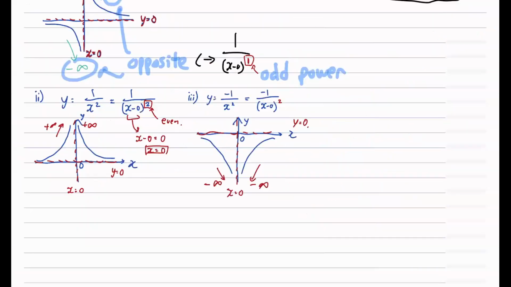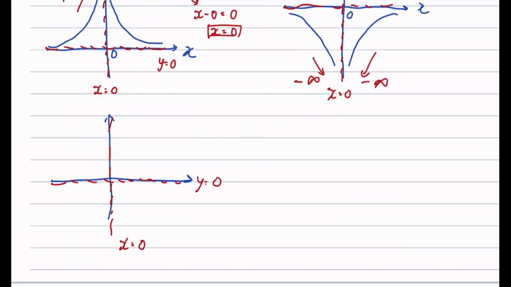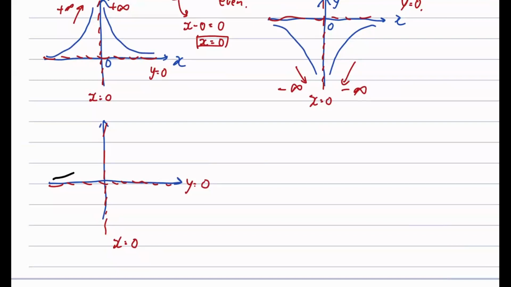Let me redraw this without the idea of even and odd. If I have a horizontal asymptote y equals 0 and vertical asymptote x equals 0, how do I draw the graph? There are only a few possible curves, right? If you want to approach the horizontal asymptote, it's either this way or this way, right?